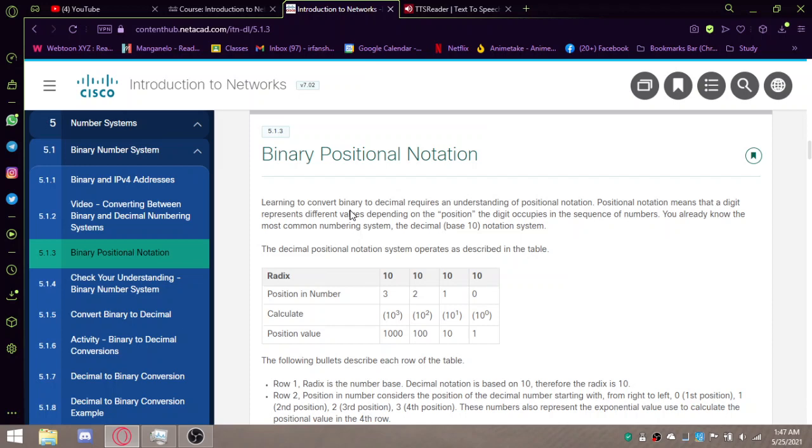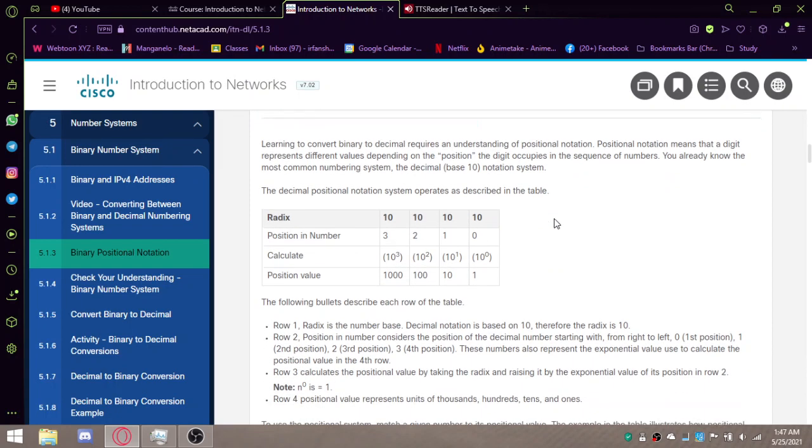Learning to convert binary to decimal requires understanding of positional notation. Positional notation means that a digit represents different values depending on the position. The digit occupies a sequence number. You already know the binary system, the best notation system.